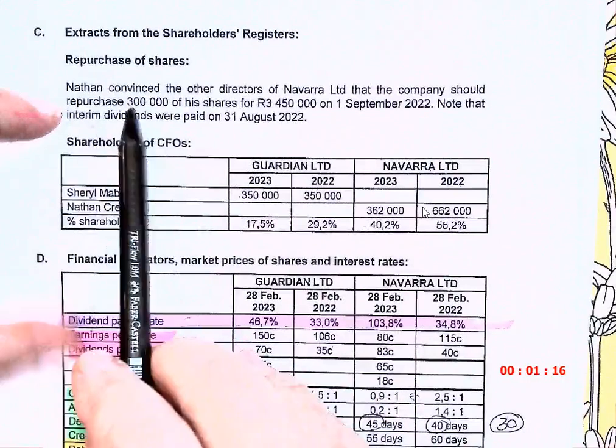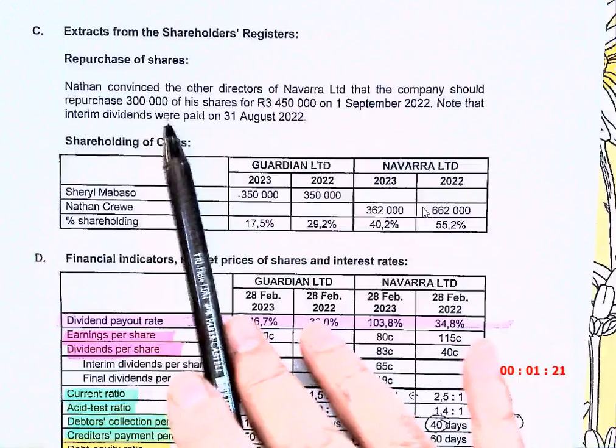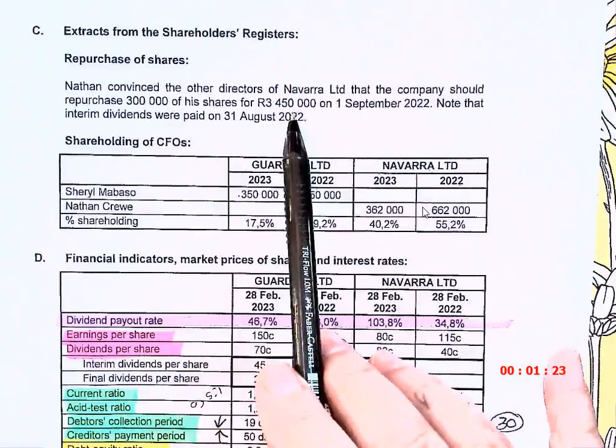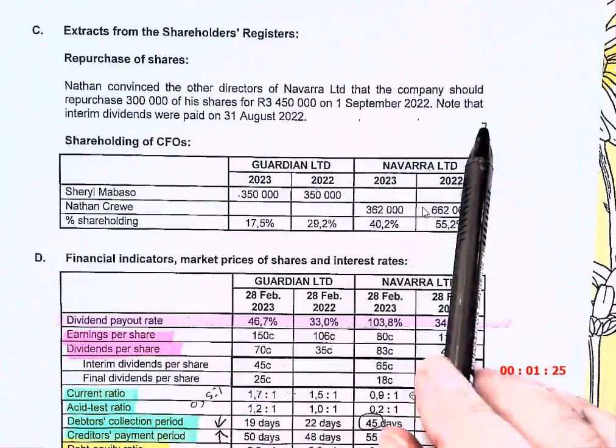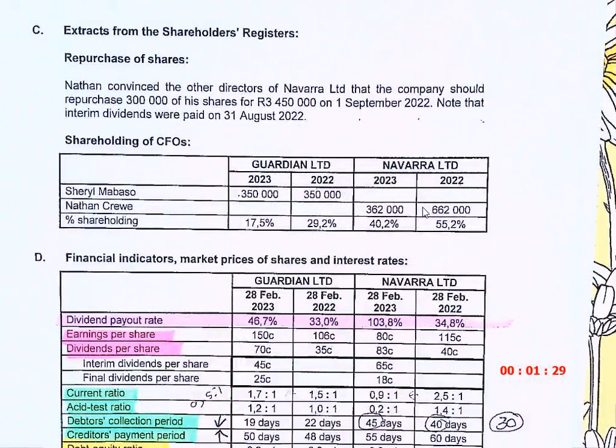repurchase. Nathan convinced the other directors that the company should repurchase 300,000 shares for so much on 1st September. Note that interim dividends were paid 31st August. Can you see he's doing this on inside information? He was waiting for the dividends to be declared and paid before. Do you think he decided the evening of the 31st to have some of his shares repurchased? No, he knew that before.